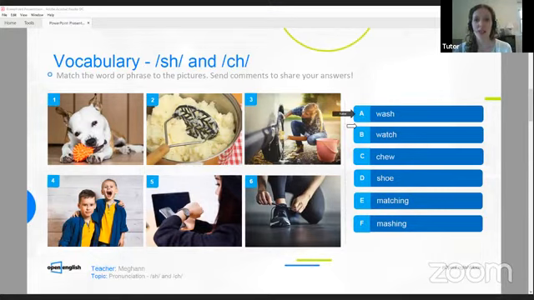So letter A is wash. Letter B is watch. Letter C is chew. Letter D is shoe. Letter E is matching. And letter F is mashing. So send your ideas, envía tus comentarios, which picture matches which word.